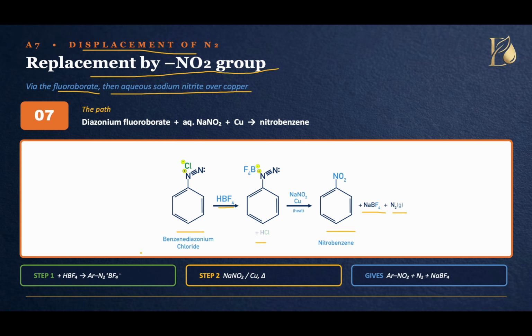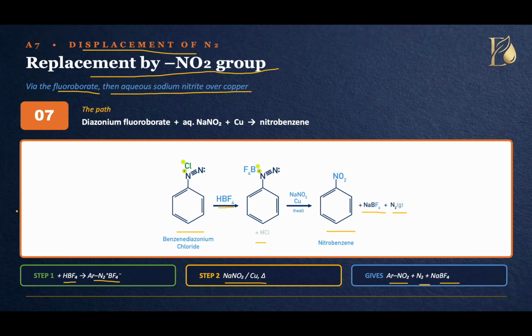What are the steps involved? Benzene diazonium chloride on treating with fluoroboric acid produces the corresponding diazonium fluoroborate. Then what are the reagents? In step 2 we are adding sodium nitrite along with copper. On heating we will get the nitro compound, N2 plus NaBF4.